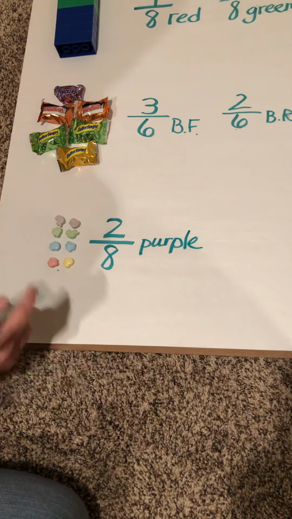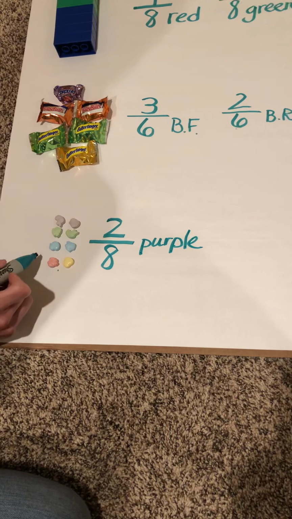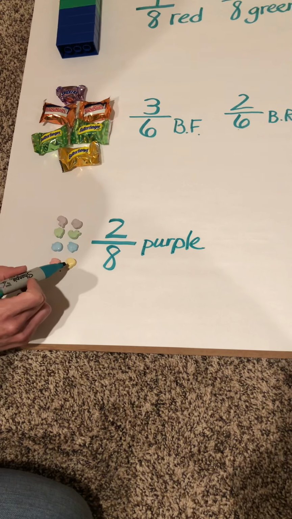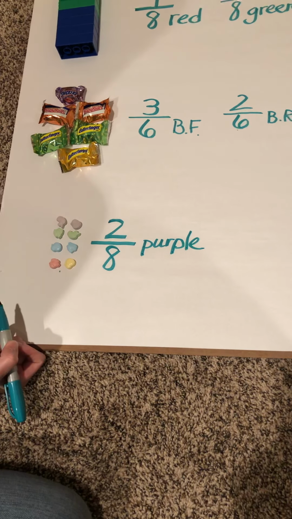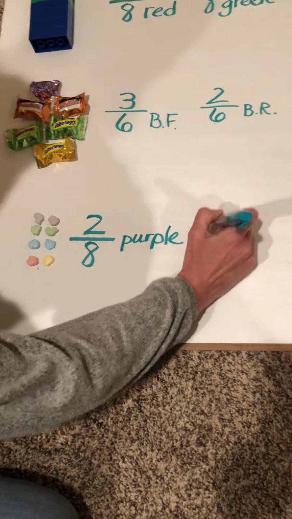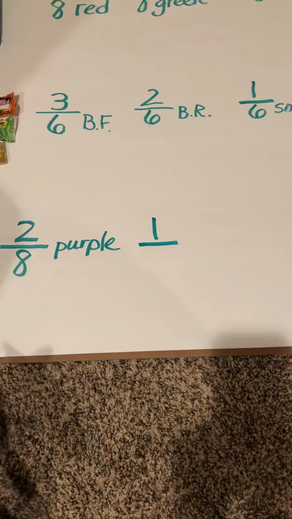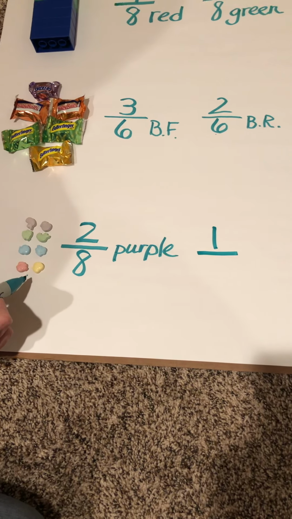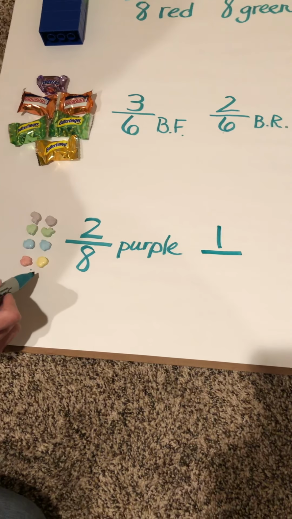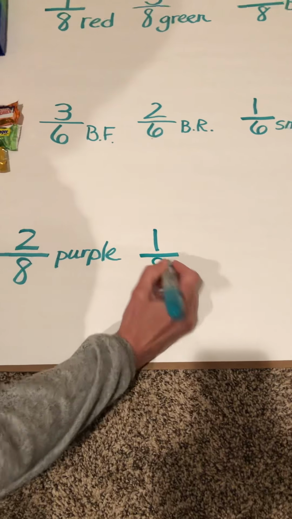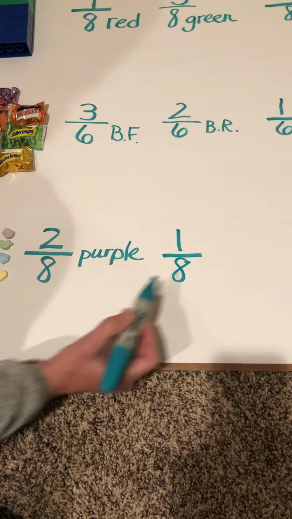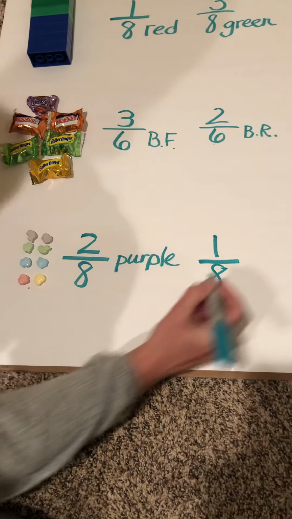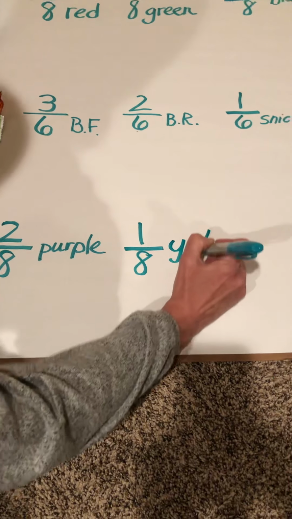Let's just pick one more color today. I'm going to pick yellow. So we only have 1 piece of yellow candy. So that's going to be my numerator. My denominator will be the total, which hasn't changed because I haven't taken anything away. So that's still going to be 8. So 1/8 of my package are yellow.